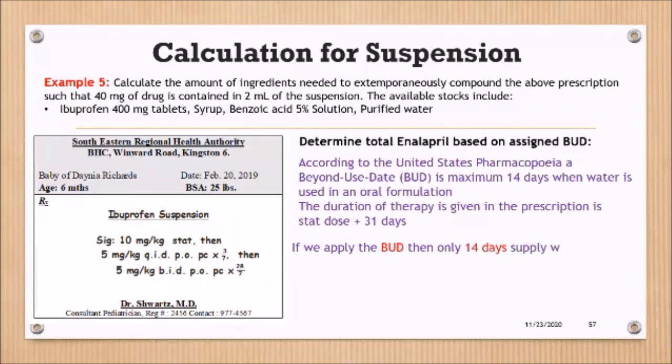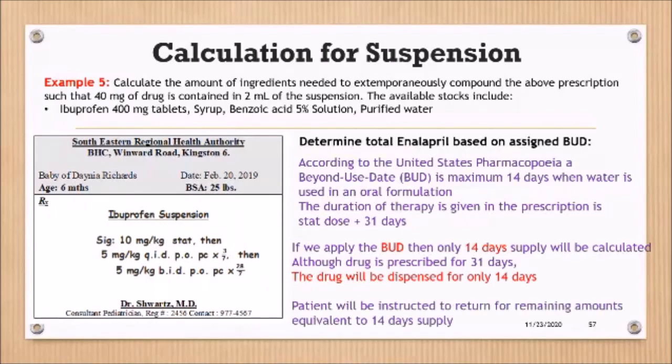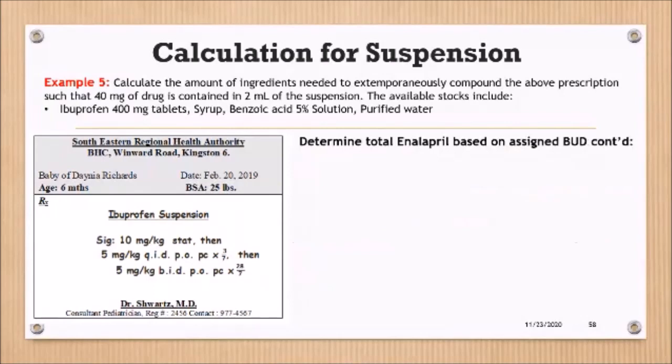So it means then that if the drug regimen is for 31 days plus the start dose, we can't dispense or compound for the entire 31 days. We're going to have to compound for 14 days out of that 31 plus days. So therefore, the patient will be instructed to return for the remaining amount and be given 14 days supply. So let's see what this looks like.